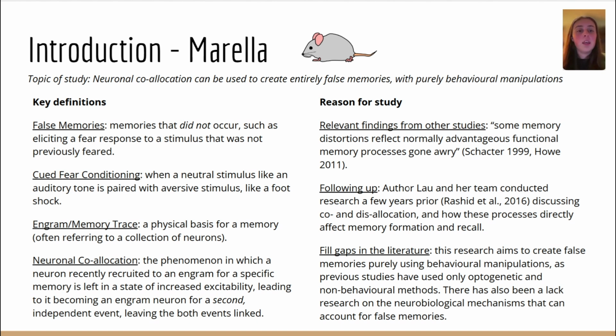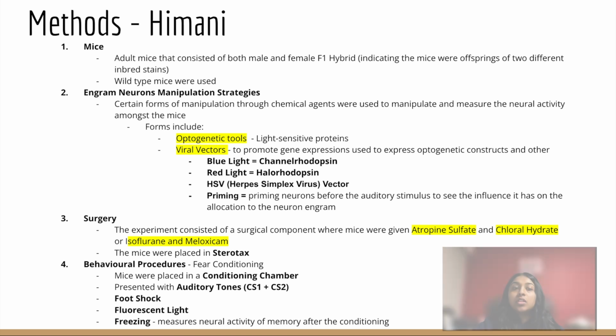Research by Lau and her team in previous years discussed co- and disallocation and how these processes directly affect memory formation and recall. In this study, they aimed to fill the gaps in the literature by using behavioral manipulations, as opposed to optogenetic and non-behavioral methods, to describe how false memories are created, with an emphasis on the neurobiological mechanisms behind them.